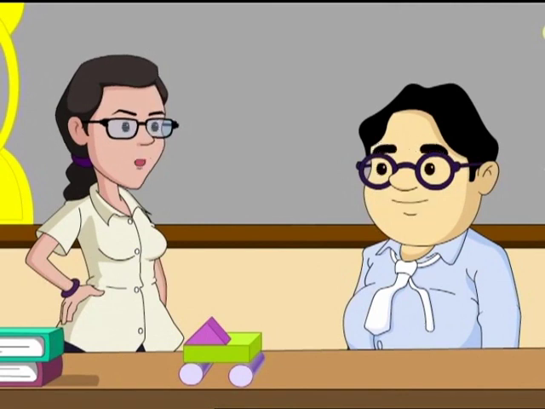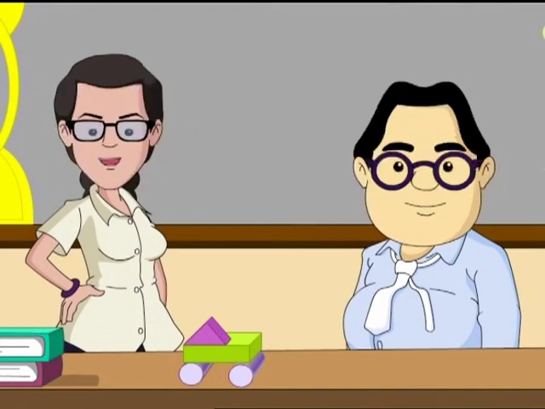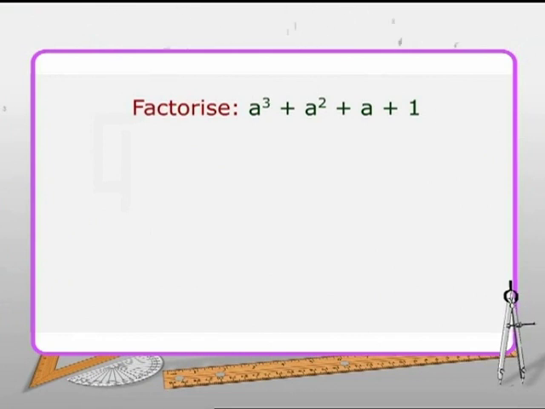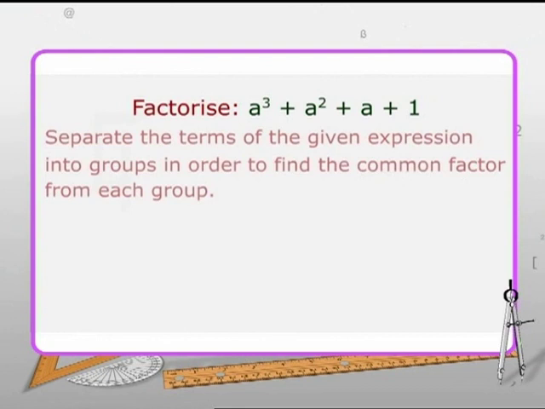I will, but before that, we need to see another method of factorization of algebraic expressions, which is by grouping the terms. So, let's go to the virtual world. Factorize a cube plus a square plus a plus 1. In the given expression, we do not have anything common to all the terms. So, we shall use another method to factorize the expression, that is, by grouping the terms.